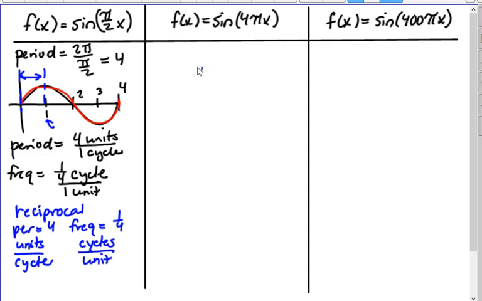Okay, now you might think, why would I want to know that there's 1/4 cycle per unit? Well, you probably wouldn't. In this case, it's easier to talk about the period. But we're going to look at a couple more examples where it makes more sense to see what this frequency does.